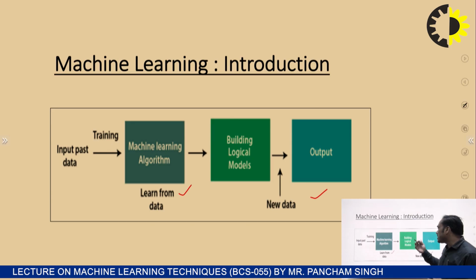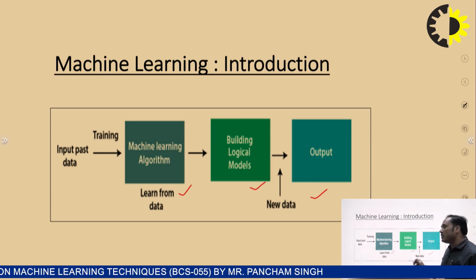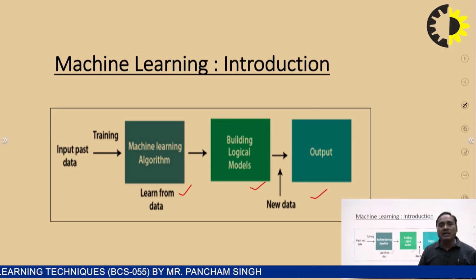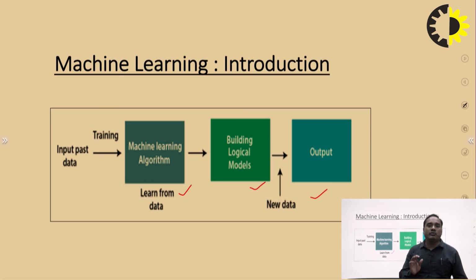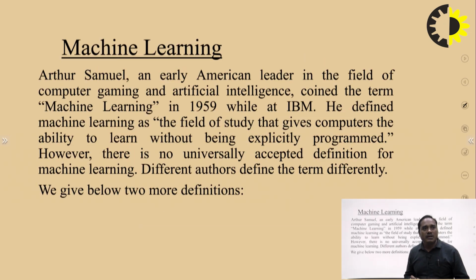Moving to the second level, that is building the logical model. What type of models are we going to build, and after that, that model gives the output on new data. So this is the machine learning concept. Basically, machine learning works on data and models. So data and model both play a critical role in the machine learning concept. This is machine learning.